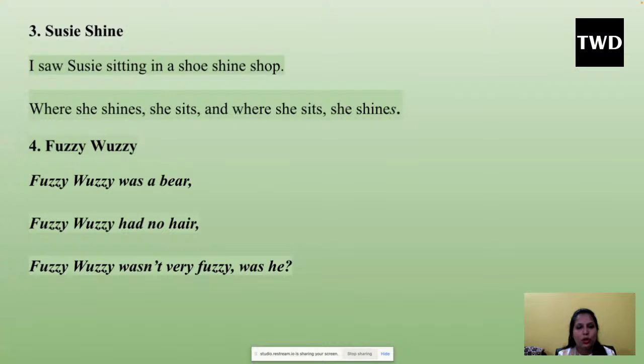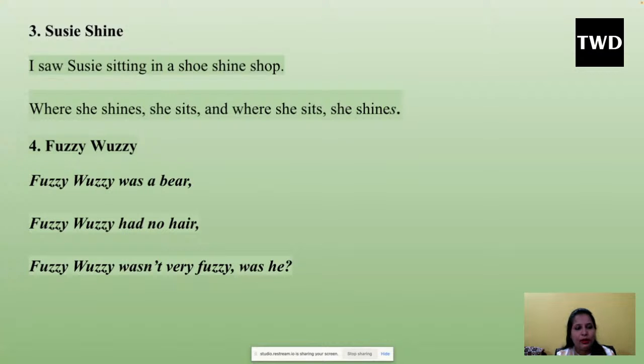Just see the words. It is I saw Susie. In Susie we don't have H, so it is normal sir. I saw Susie sitting in a shoe. Shoe has SH, so it should be shur. Shoe shine shop. I saw Susie sitting in a shoe shine shop. Where she shines, she sits, and where she sits, she shines. I hope you are understanding the difference between sir words and sh words. When you speak, at that point of time also, it should be that clear so that the listener can understand whether it is sea or whether it is she.